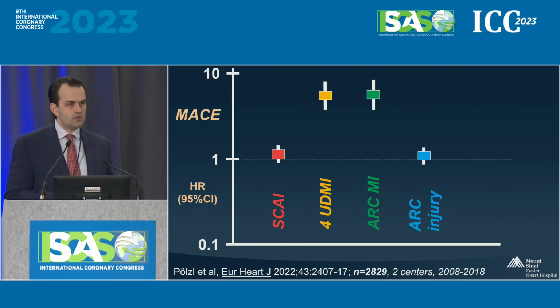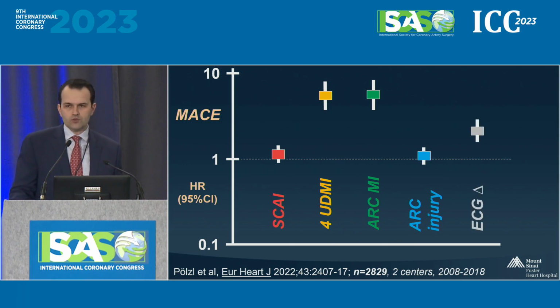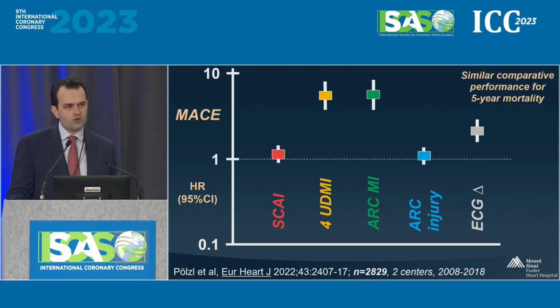Notably, in the ARC, if you didn't have this corroborating evidence, the biomarker threshold by itself was not sufficient to be independently predictive. Of interest in this particular analysis, there was predictive utility to ECG alone. And there are fairly similar comparative performance of the metrics when looking at 5-year mortality in isolation.